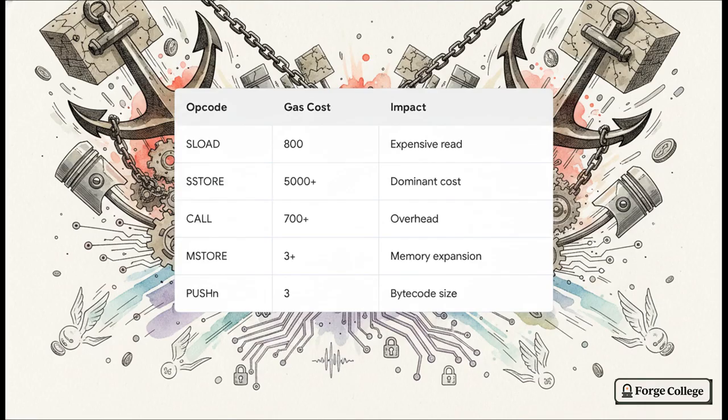But look up at the top of the list. SLOAD, which is reading from persistent storage, whacks you for 800 gas every single time you use it. And SSTORE, writing to that persistent storage, ouch, that starts at 5,000 gas and only goes up from there. Seriously, a single SSTORE is like replacing the whole transmission on a car. And then you've got CALL sitting at 700 plus gas, which brings its own external overhead and reentrancy headaches.